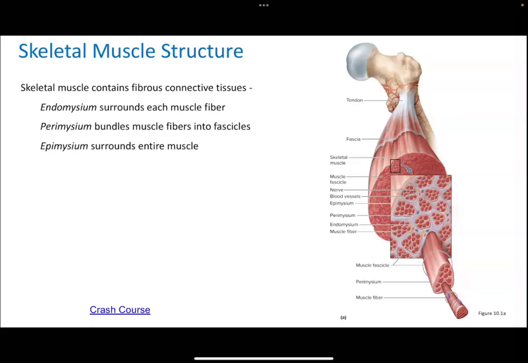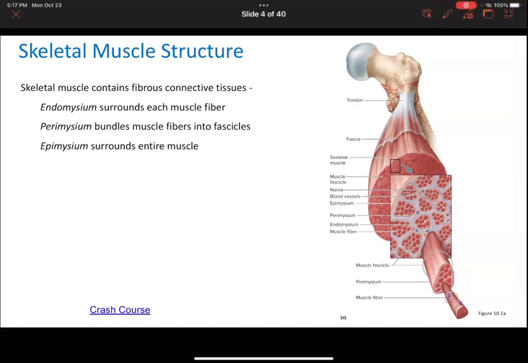We have endomysium, which is the name of the connective tissue that's surrounding each muscle fiber. You can see that here. So here is a muscle fiber, and surrounding it is the endomysium, or in between. You can see that endomysium. The perimysium bundles the fibers up into fascicles. The perimysium is actually going to take a group of muscle fibers and wrap them together. The epimysium is going to be the connective tissue that surrounds the entire muscle, so all of the fascicles together.